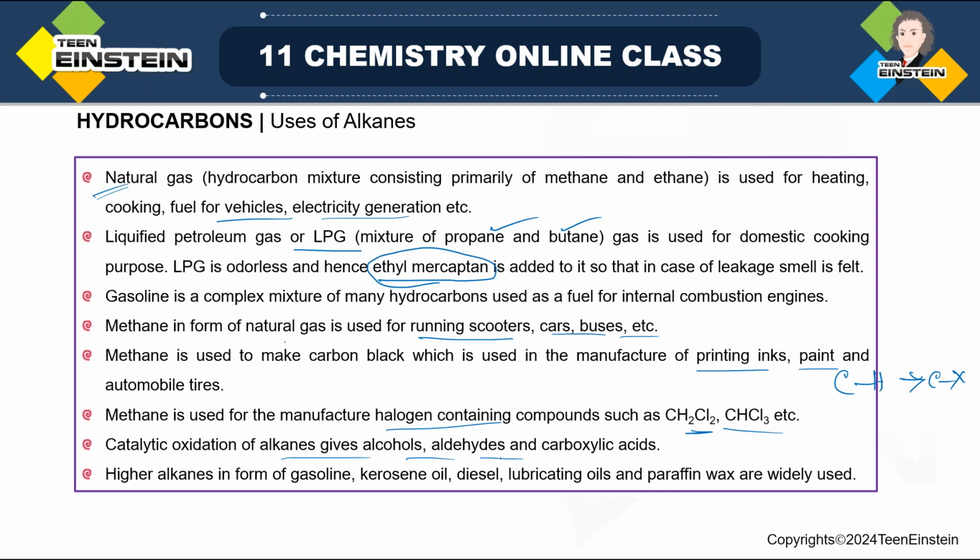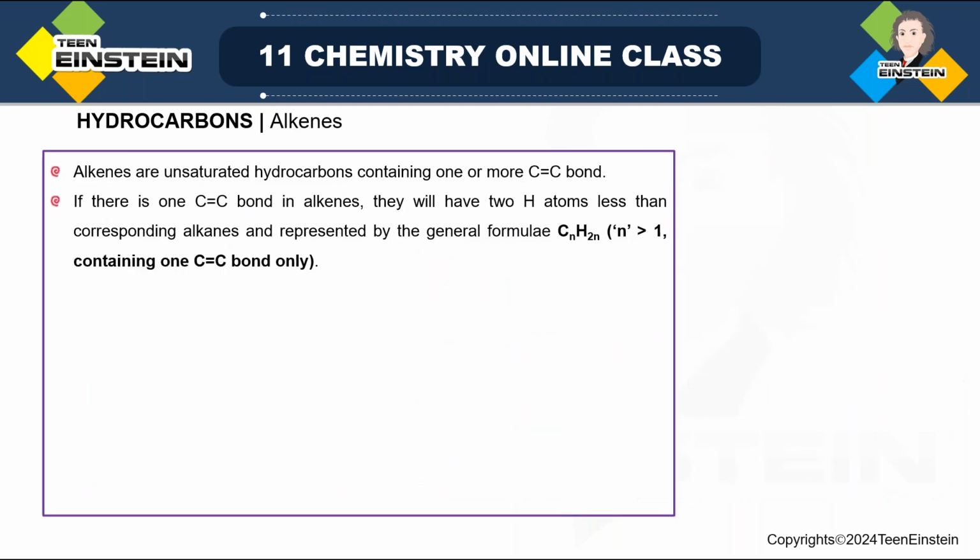That point is mentioned here as an application, uses of alkanes. Depending on what type of catalyst you take and what reaction conditions you have, you will get alcohol, aldehyde or carboxylic acids. Higher alkanes in the form of gasoline, kerosene oil, diesel, lubricating oil, paraffin wax, all these have very wide use in industry. So alkane is finished. Next we will start alkenes.